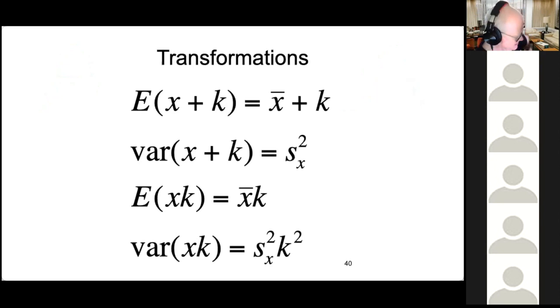Let's see what happens. What if we take the expected value of a variable and we multiply it times a constant?